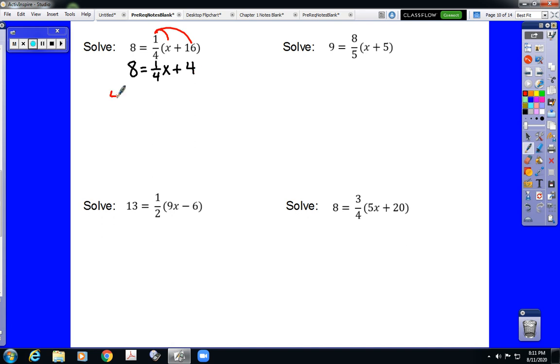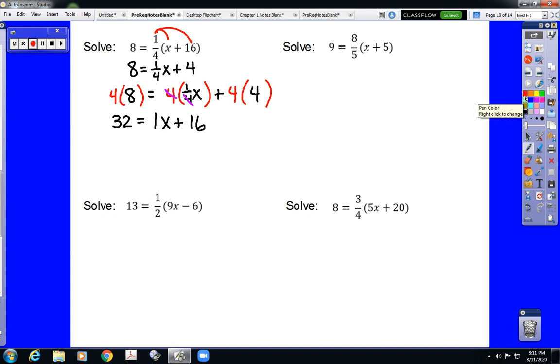Then we are going to multiply everything in that equation by 4. So we're going to do 4 times 8 equals 4 times 1/4 x plus 4 times 4. That would be 32 equals, the 4's in the second term will cancel, giving us 1x plus 16. And this 1 is not necessary. You can just say x plus 16, same thing. Then we're going to subtract 16 from each side to isolate the variable. And that gives us x equals 16.